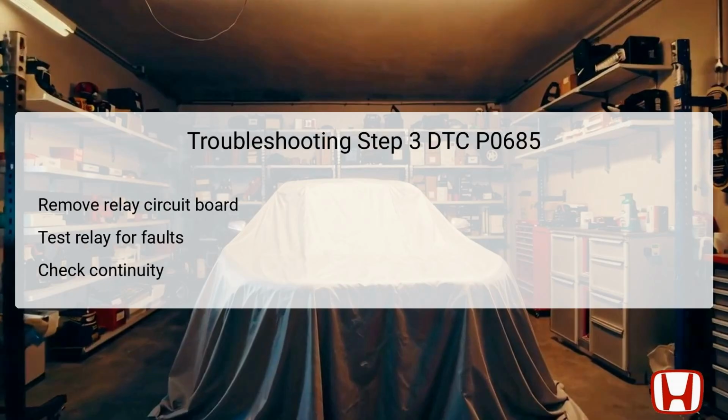In this step, you'll need to remove the relay circuit board to assess its functionality. This board plays a critical role in managing the electrical supply to the AF sensor. Once removed, carry out a thorough test of this board to ensure it is operating correctly. If the relay circuit board shows signs of failure, it must be replaced to restore proper electrical flow to the AF sensor.